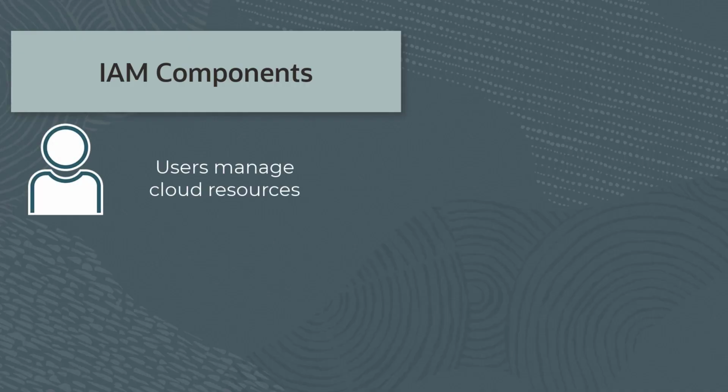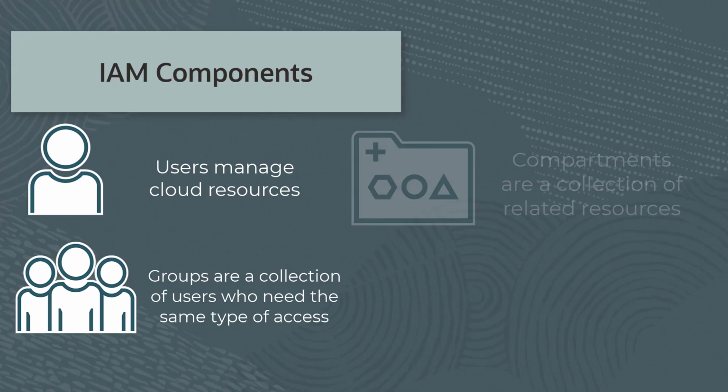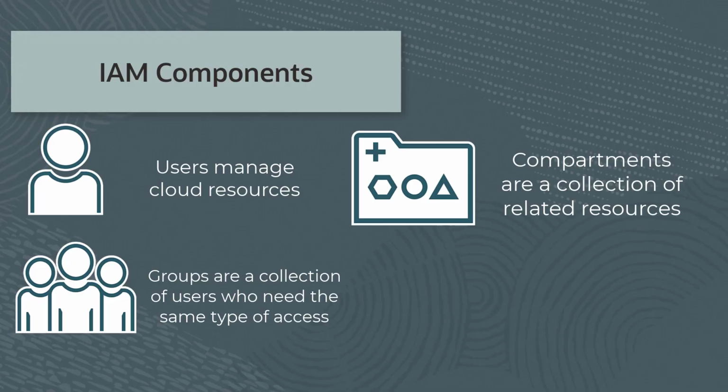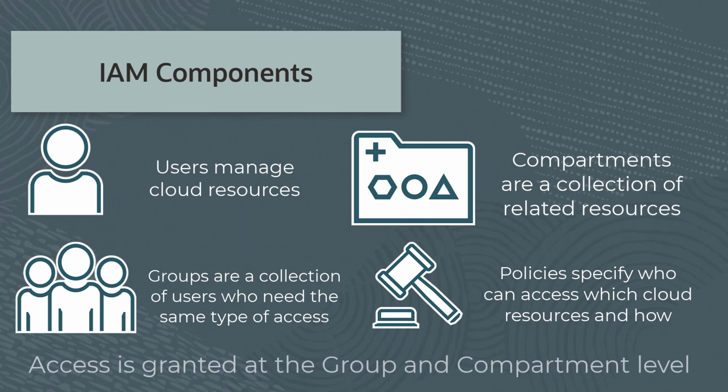Oracle Private Cloud Appliance users manage your cloud resources. Groups are a collection of users who need the same type of access to a particular set of cloud resources or to a compartment. A compartment is a collection of related resources and is a fundamental component for organizing and isolating your cloud resources. A policy specifies who can access which cloud resources and how. Access to cloud resources is granted at the group and compartment level.